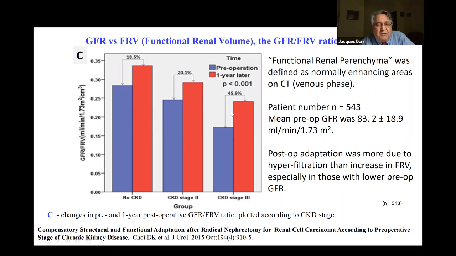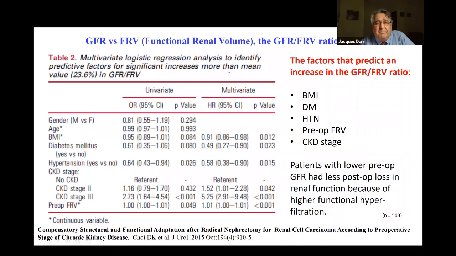But the ones with the lowest GFR have the highest increase in the ratio of functional renal GFR over functional renal volume. And that is basically a marker of hyperfiltration. Here the predictors again were body mass index, diabetes, hypertension, the value of the kidney, the GFR before, and the pre-op functional renal volume, which they included here as well.